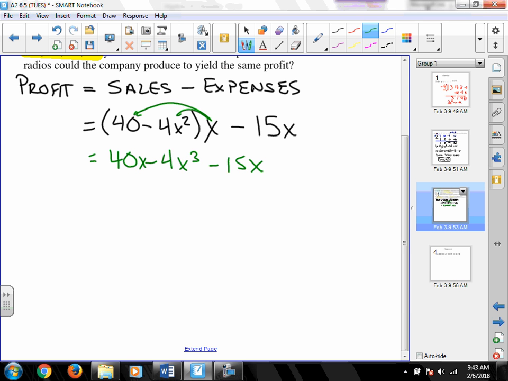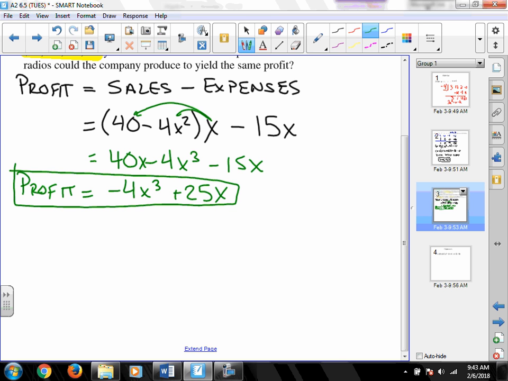And if we collect our like terms, and I'm going to put this in standard form, I'm going to get that profit is equal to negative 4x cubed. And if I take 40x minus 15x, it should give me 25x. So there's part A. Questions on how we got here?